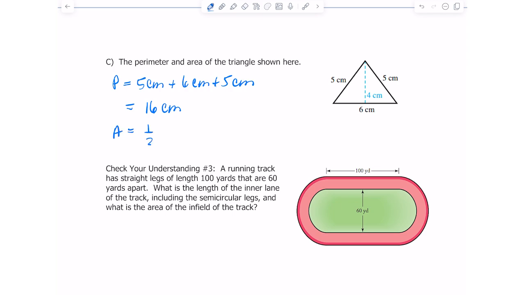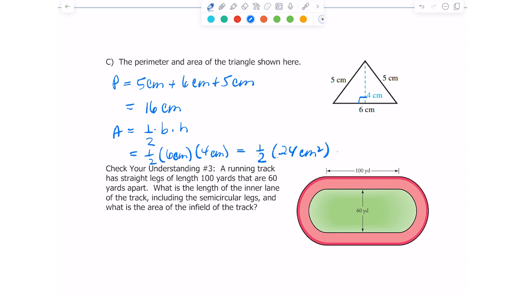To find the area, we're going to do half the base times the height. So my base is 6 and my height is 4. The base and height form a 90-degree angle. And I know that 6 times 4 is 24. And meters times meters is, actually this is centimeters, right? So centimeters. It's going to be 24 centimeters squared. And half of 24, divided by 2, is 12. So I know that my area is 12 square centimeters.